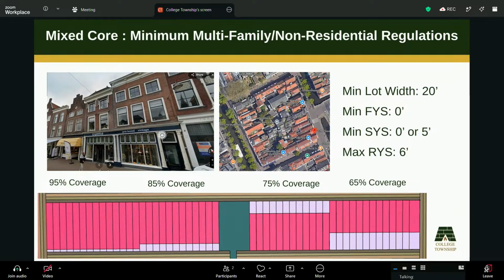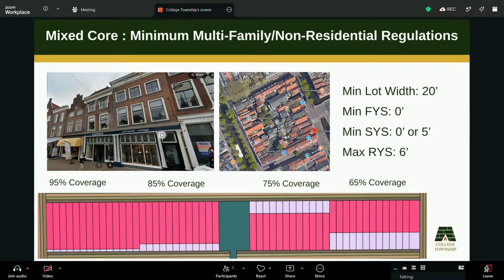For this, the idea again is to bring it to the front of the lot. Minimum side yard setback again is 0 and 5 as discussed previously. And then I have a typo, it should say minimum rear yard setback of 6 feet, which is consistent with what we've been discussing. And then again down below showing you lot coverage percentages.